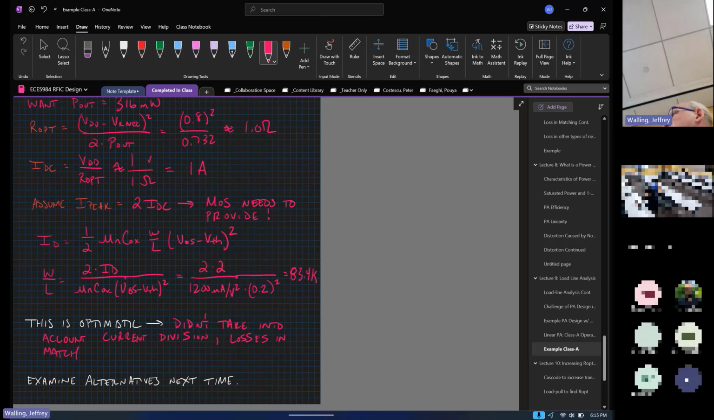And more to the point, I typically will write these things using gm over ID based lookup tables. So I'll look them up. I'll look up actual device performance and not assume 1200 microamps per volt squared for mobility. We'll get a more accurate lookup table based design. All right, I want to pause there.